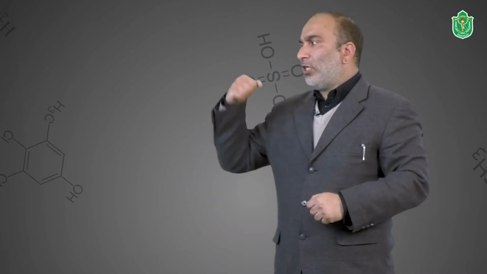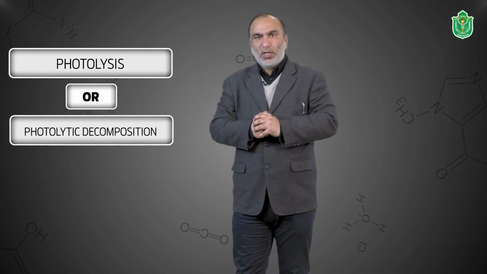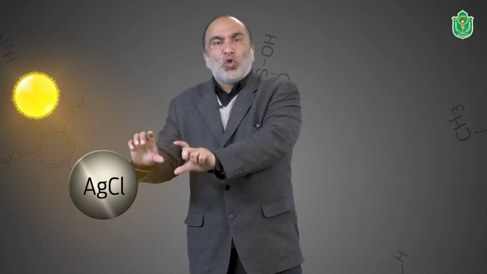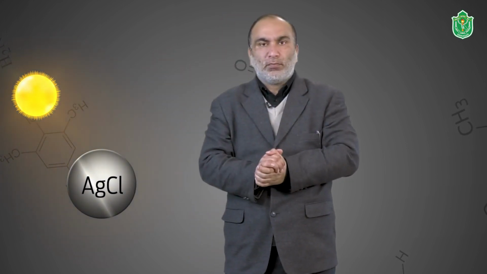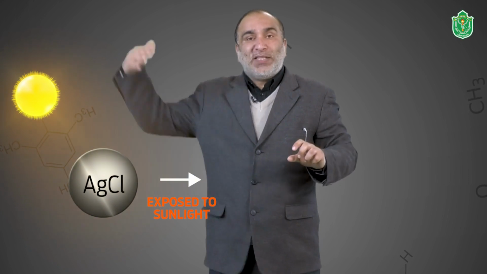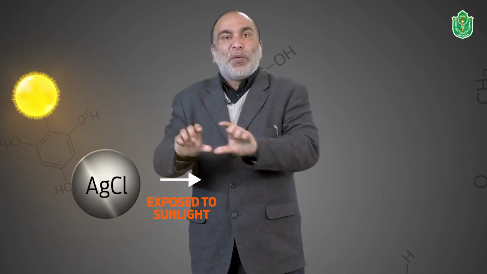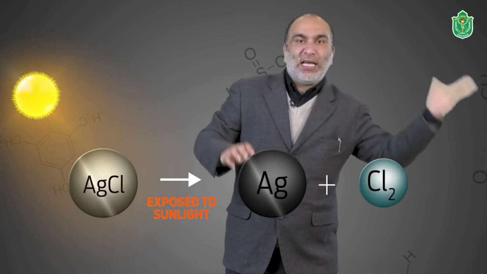Now let's take one more example in which we can discuss photolysis or photolytic decomposition. Let me take an example of the compound AgCl. Now this AgCl is a photosensitive compound, which simply means it is sensitive towards light. If it is exposed to sunlight, meaning when sunlight falls on this AgCl, it breaks down into Ag and Cl.